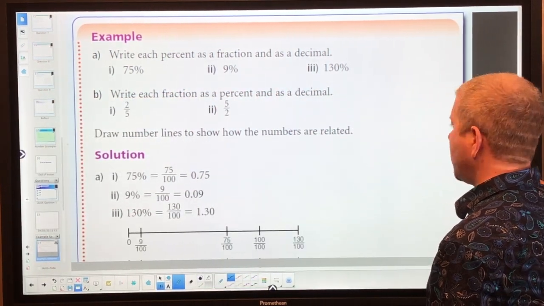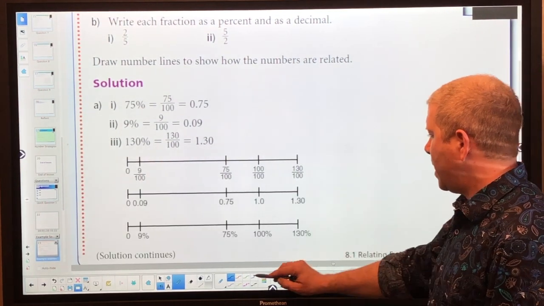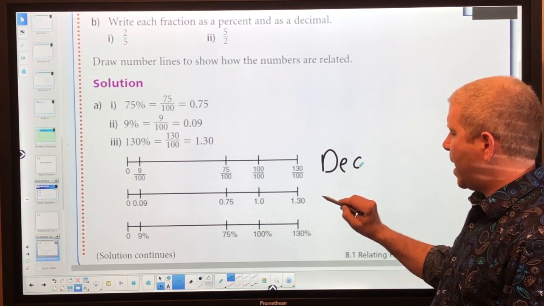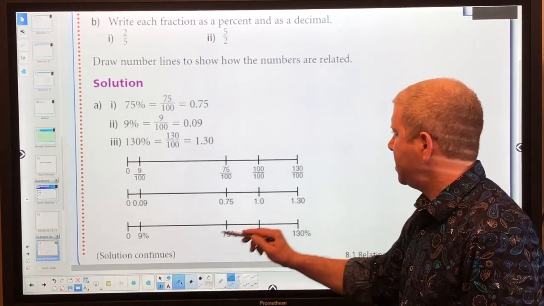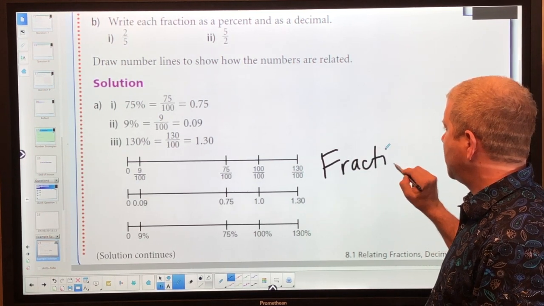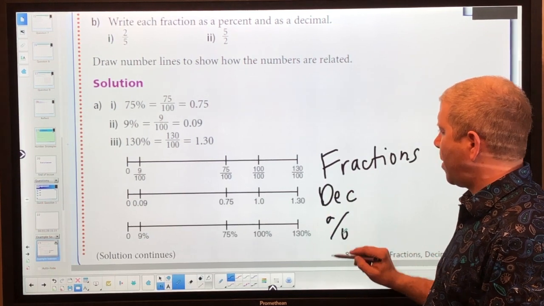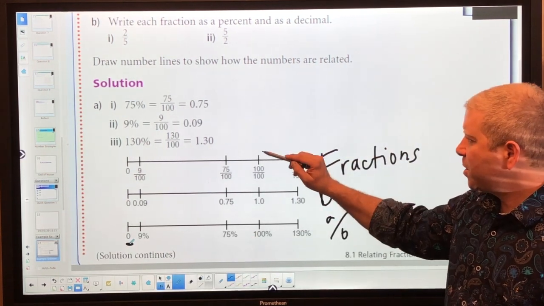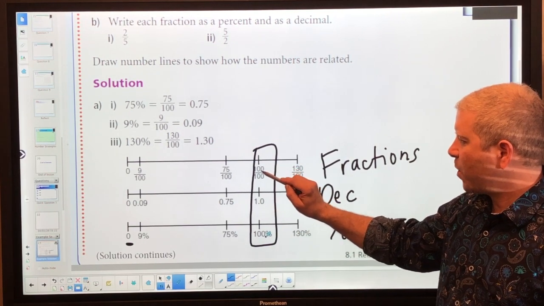And here's what it looks like on a number line. So again, I'm just going to write decimal. Oops, my mistake. See, even perfect teachers make mistakes. We're going to start with fractions here on the top, decimals here, and percentages here on the bottom. We start by putting 0, 0, 0. For fractions, we have 100% is equal to 1.0 is equal to 100 over 100.